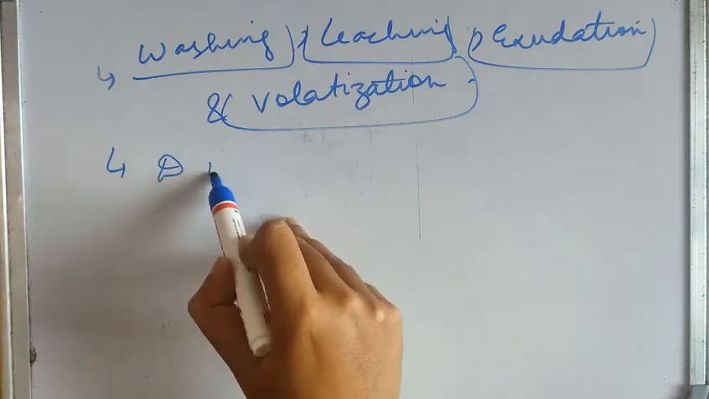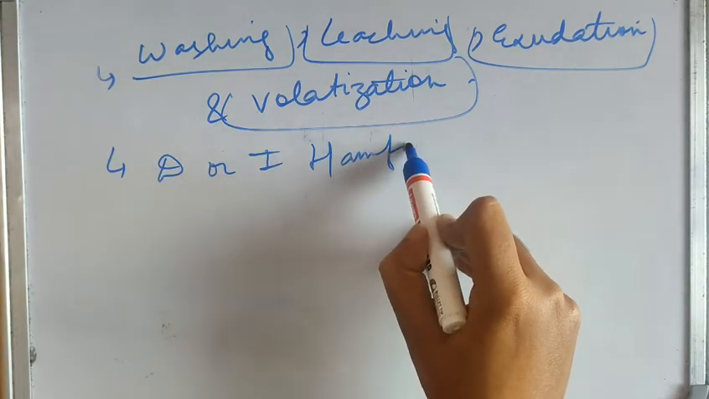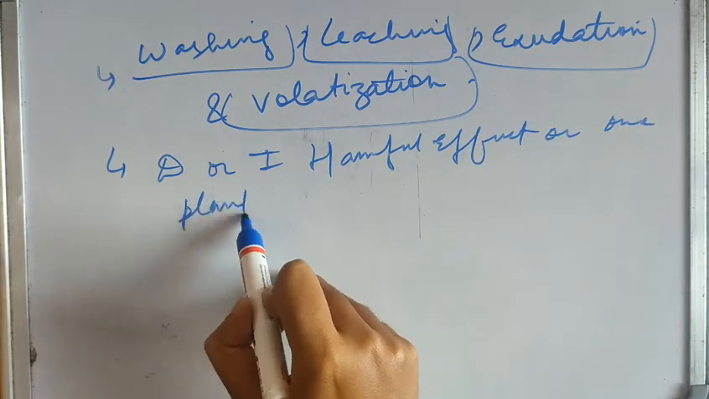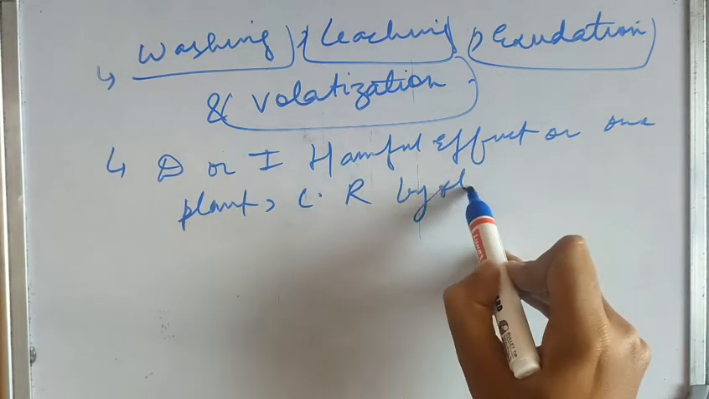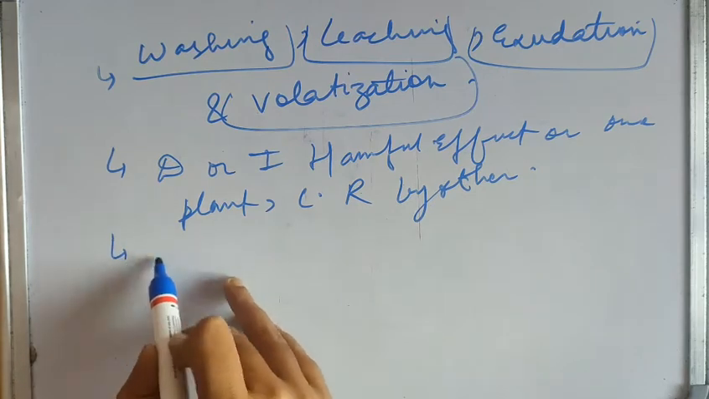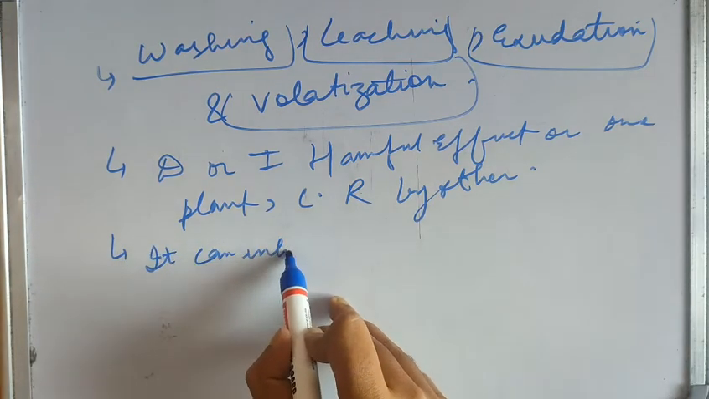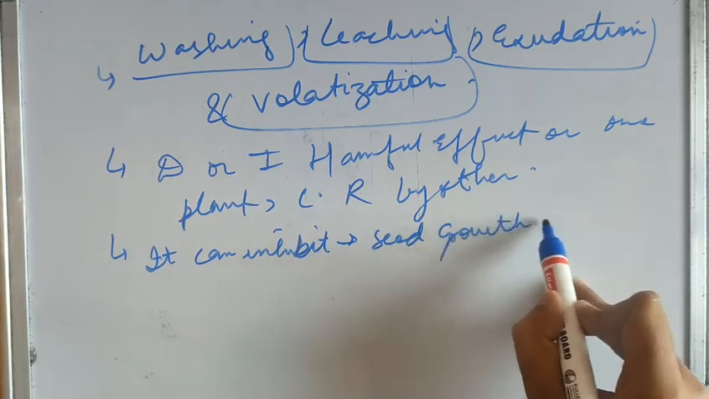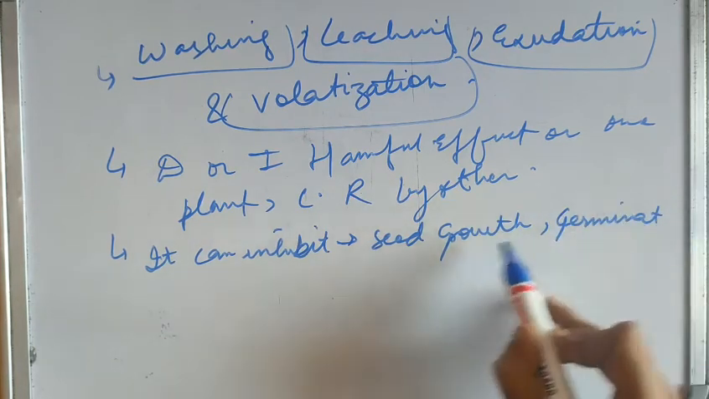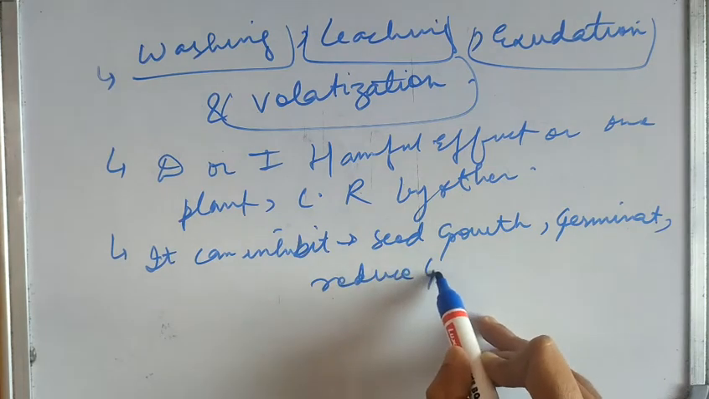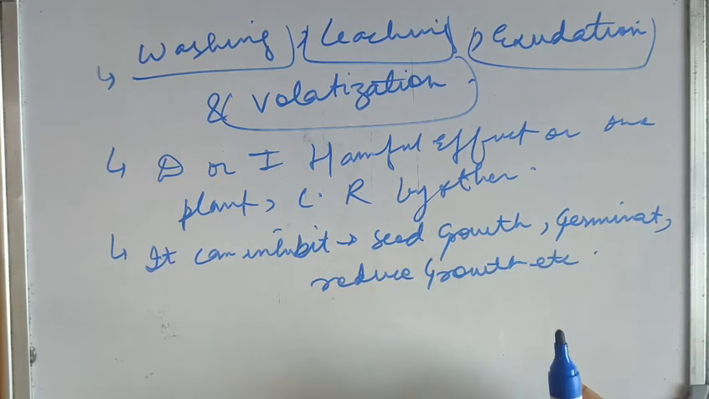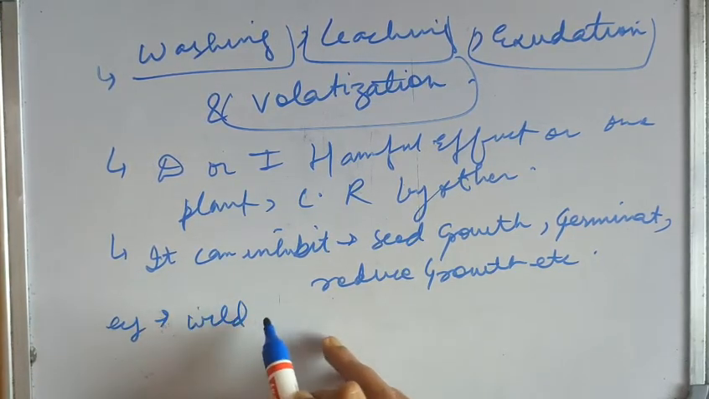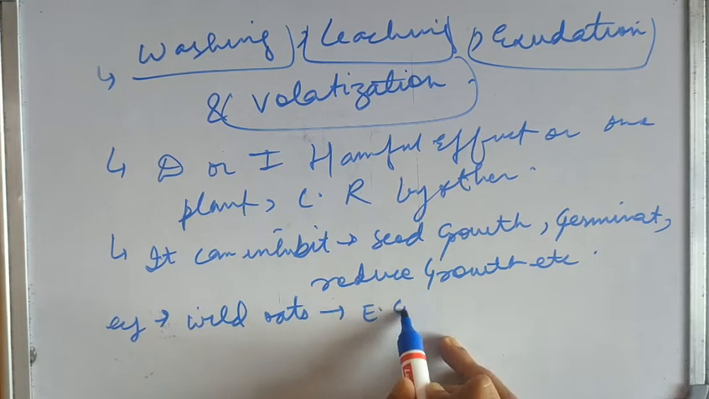As I discussed earlier, it is a direct or indirect harmful effect on one plant by chemicals released by another. It can inhibit seed growth of other plants, germination, reduce growth, etc. Some examples you can cite: wild oats affect early germination of weeds.